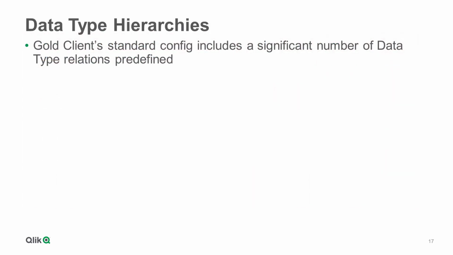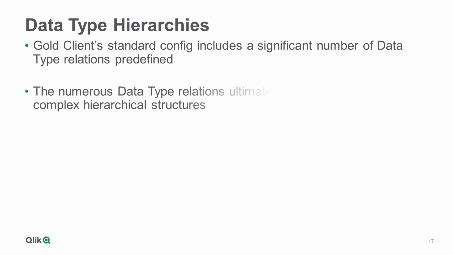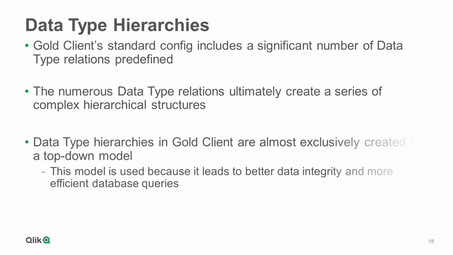It is worth noting that the Gold Client standard configuration is delivered with a significant number of data type relations predefined. The various data type relationships ultimately create a series of complex hierarchies, and it's important to understand that these hierarchies are constructed almost exclusively in a top-down model. Please be aware that the top-down model is used in the Gold Client configuration because it results in higher levels of data integrity and because the export performs more efficiently when querying the database.